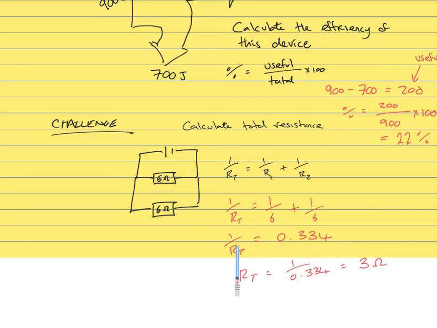Now, that is 1 over RT. It's not RT yet, so you've got to divide this answer by 1 now to get R on its own. RT, T meaning total. So 1 over 0.334 is 3 ohms. It comes out to be like 2.9997, but I've rounded up to 3. And that makes sense because it's going to be half. In a parallel circuit, the total resistance decreases the more resistors you add. So if I added another resistor on the bottom here, this number would go down again. It would get less.